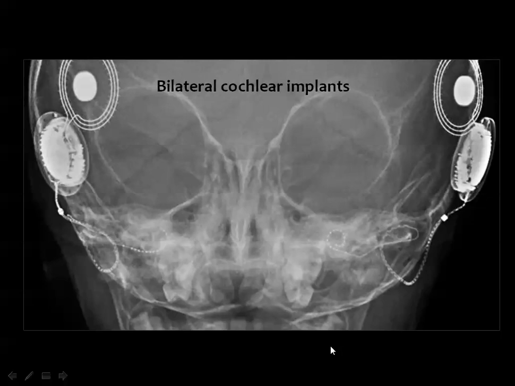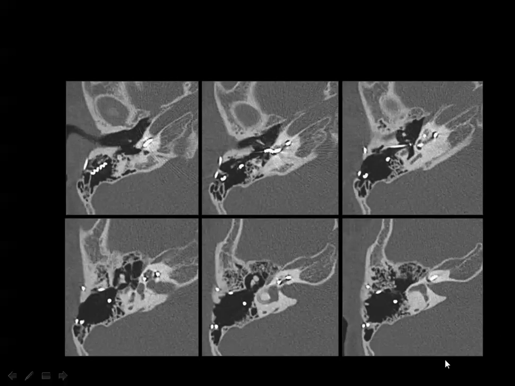This is the X-ray performed after bilateral cochlear implant in order to ensure the position of the electrode inside the cochlea. And this is the CT scan showing the same issue, and this is the electrode which is pushed through the round window into the basal turn of the cochlea, then is pushed up to the 1.5 turns of the cochlea until it reaches the dome or the superior turn of the cochlea, as you can see in these CT images.